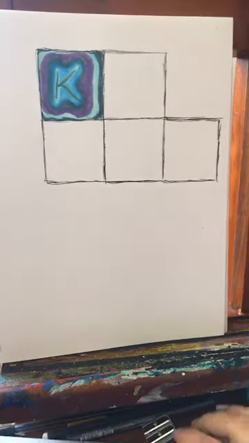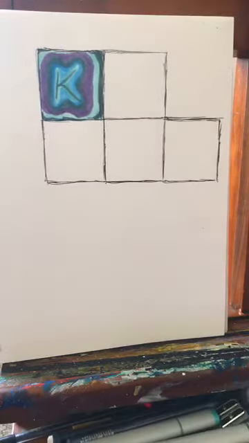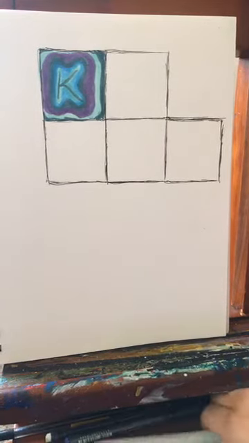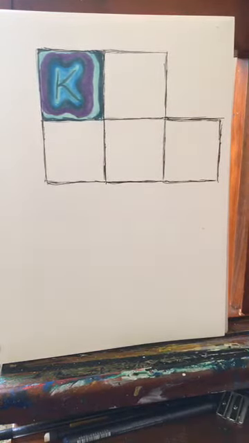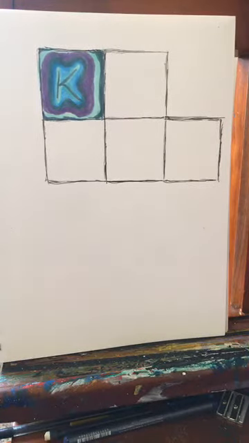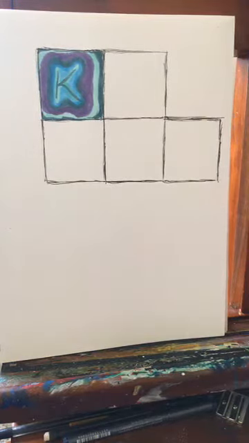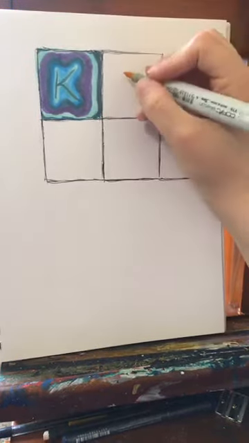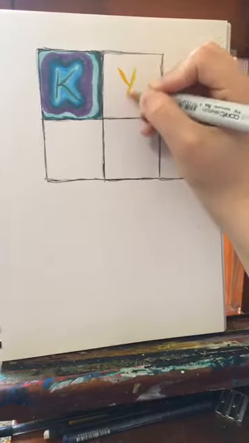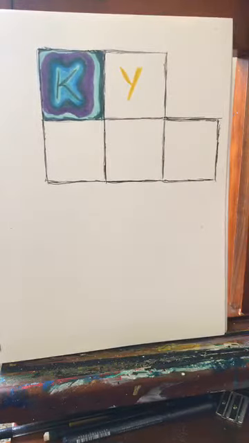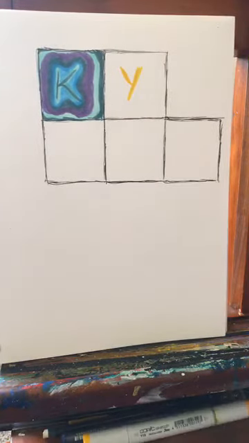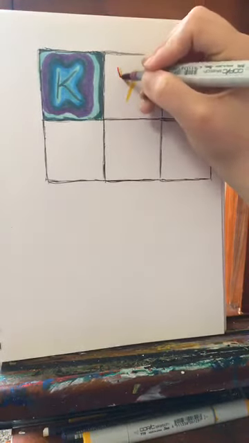Alright, so I'm going to skip over to the next letter, which is the Y. I think for this one, I'm going to use reds and yellows, actually. So I'm going to start out with yellow on the inside and move out to red. These are warm colors, so it's really cool to see how they react to each other too. I always like warm colors a lot because they kind of make you feel a little bit cozier almost inside.